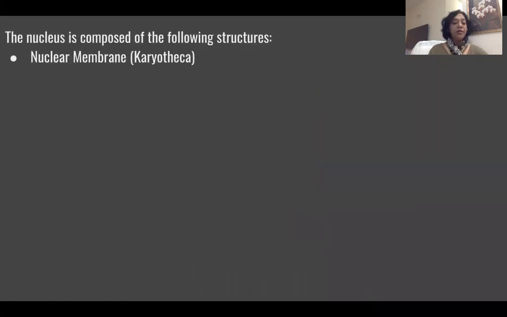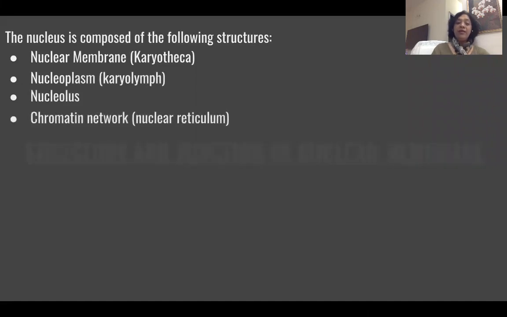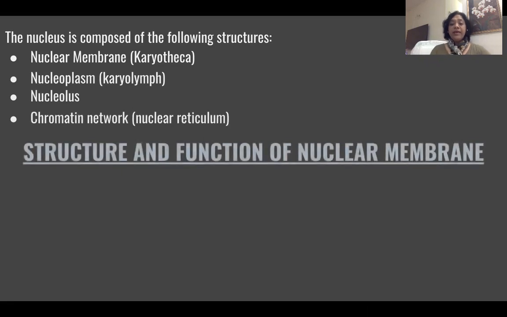Today I have taken up the question: describe the structure and function of nuclear envelope, or you can say describe the structure and function of nuclear membrane. Yesterday, I had taken the topic, the structure and function of nucleus, and I had described the nucleus is composed of the following structure: the nuclear membrane, nucleoplasm, nucleolus, and the chromatin network. Today, I will describe the structure and function of nuclear membrane.